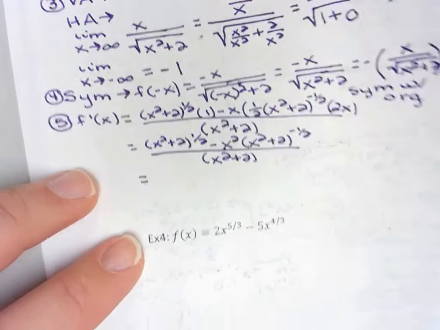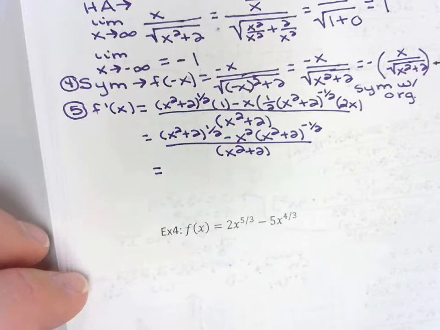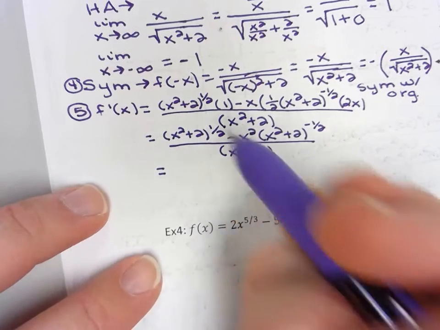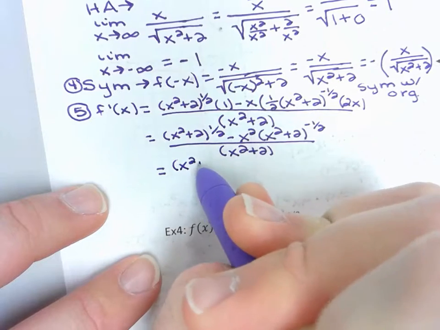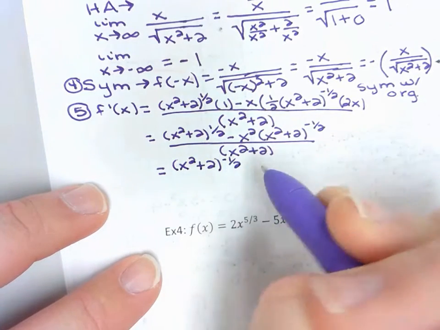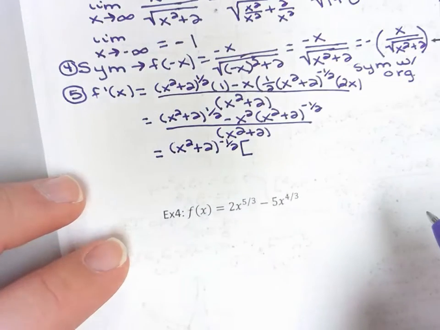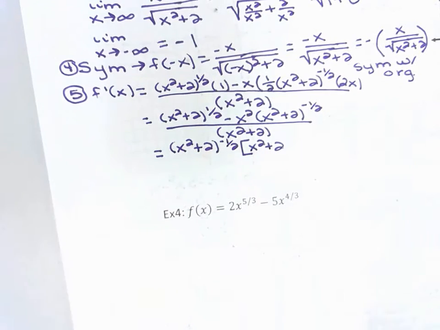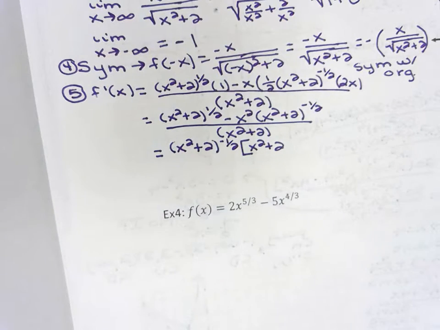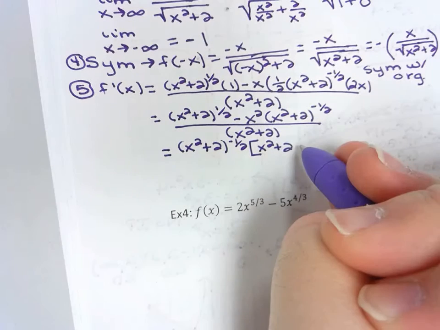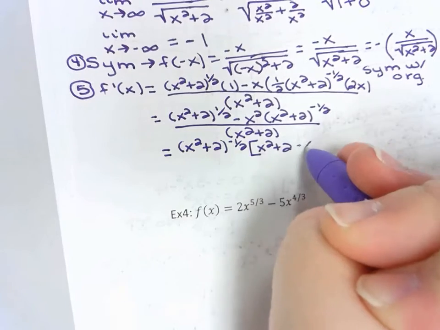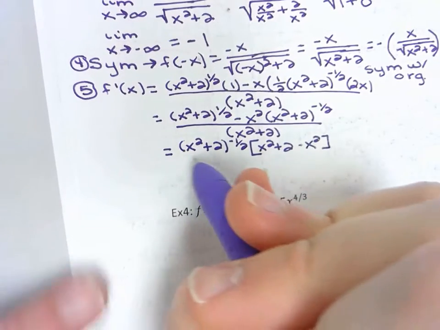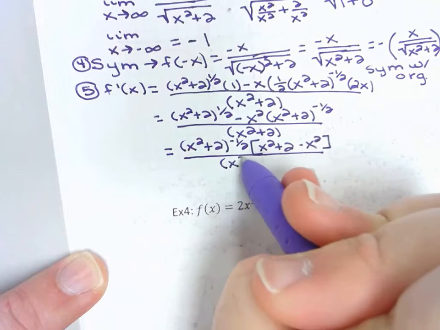What can I factor out of the top? (X squared plus 2) to the negative 1/2, which will leave me what left? Yeah, x squared plus 2 to the first, because negative 1/2 plus what will give me a positive 1/2? 1. So that's just x squared plus 2. And then my second term, I'm just going to have a what? Negative x squared. All over x squared plus 2.